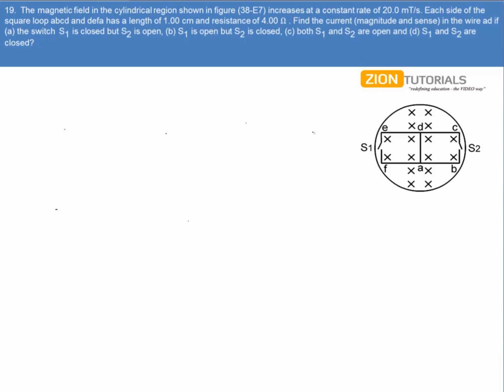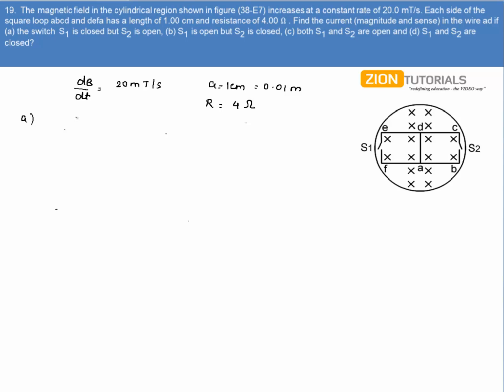The magnetic field in the cylindrical region is shown in the figure and it is increasing at a rate of 20 millitesla per second. So we have dB/dt, the rate of change of magnetic field, equal to 20 millitesla per second. Each side of the square loop has a length of 1 centimeter. Let's say a is equal to 1 centimeter or 0.01 meter, and the resistance of each side is 4 ohm. Now we have to calculate the current in the wire AD in different cases.